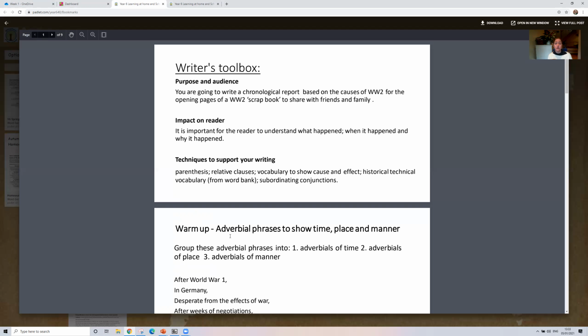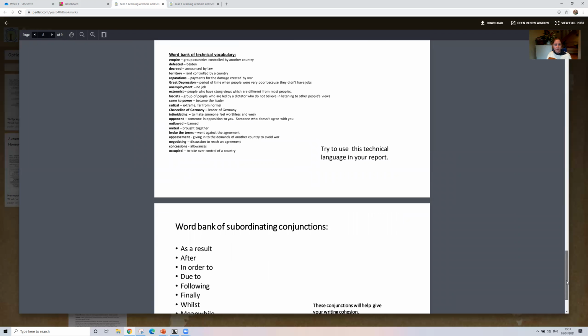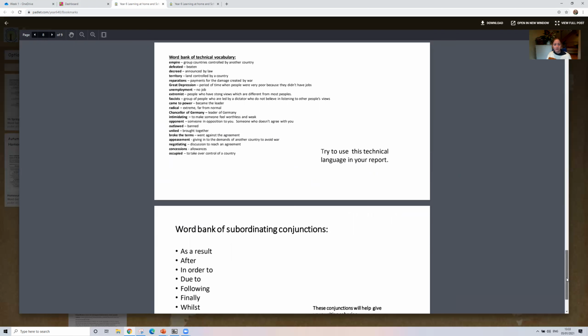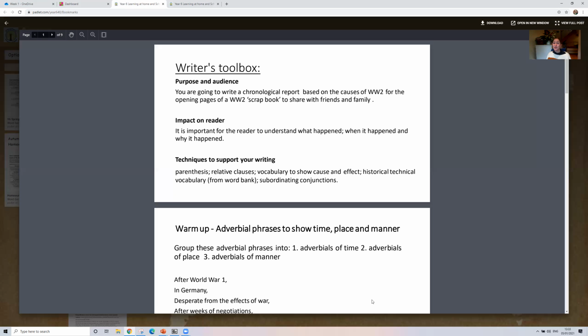Secondly, have you used the technical vocabulary, the historic vocabulary that you were given? So you had your word bank, and I think we've got our word bank at the bottom of the slides here. So a word bank of technical vocabulary. Have you used that? And not only have you used it, have you spelt it correctly? You've got the word bank there. So have you got the correct spellings of those words? And have you used them appropriately in the right place?